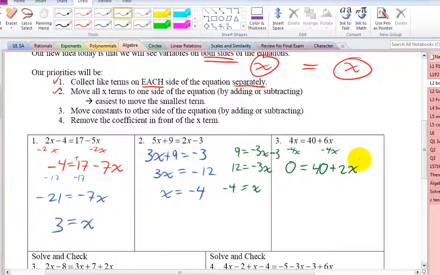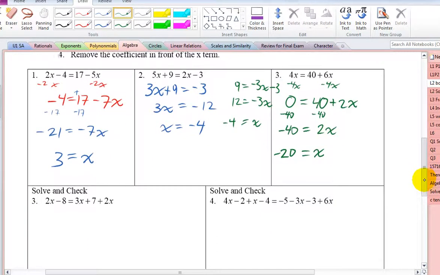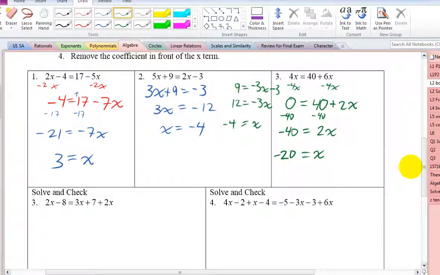Okay, now what should we do now? Minus the 40. And so what's 0 minus 40? Okay, so it's not the end of the world, is it? Okay, just a little weird. And now what do? Divide by 2 and we get negative 20. Okay, not that bad. Okay, not bad at all.